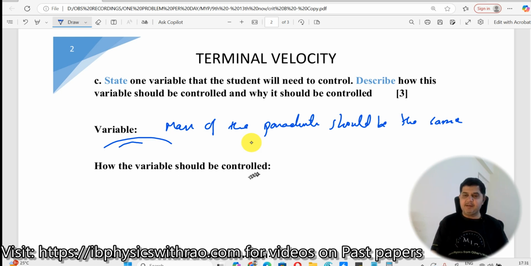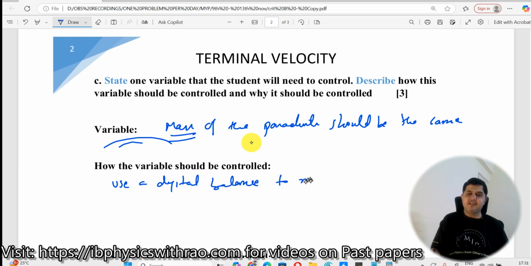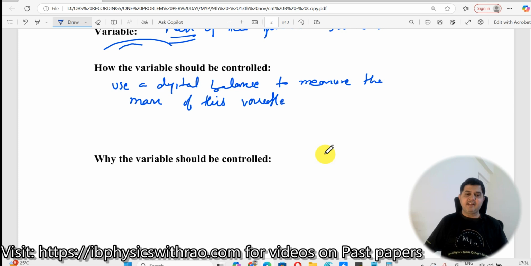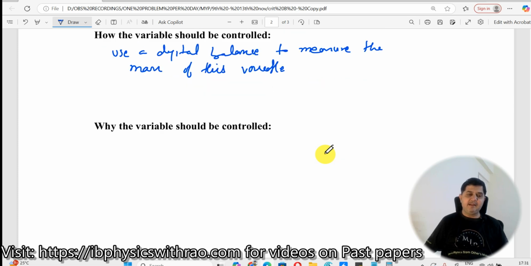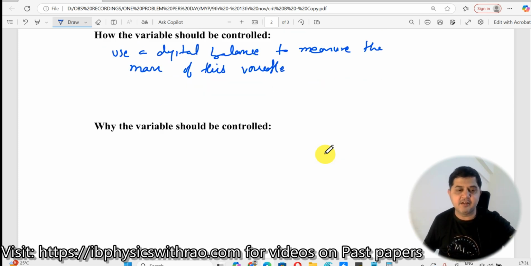How should the variable be controlled? Since you are talking about the mass over here, you can use a digital balance to measure the mass of this variable. You can measure this. Okay, then why does the variable have to be controlled? Why should it be controlled?